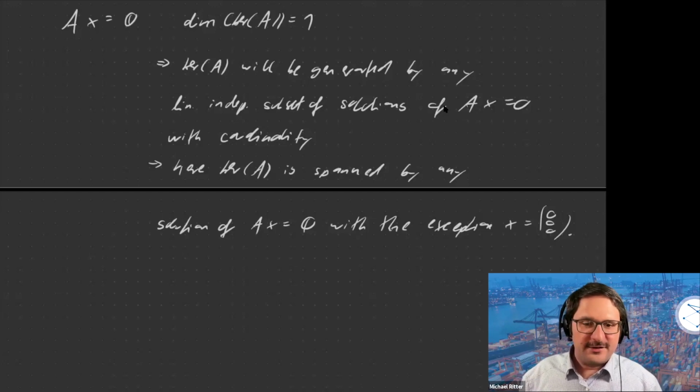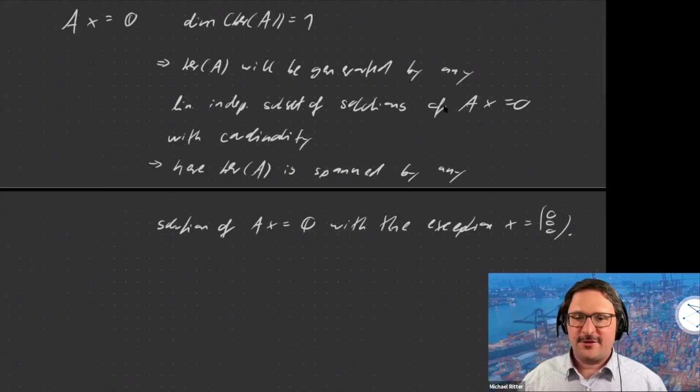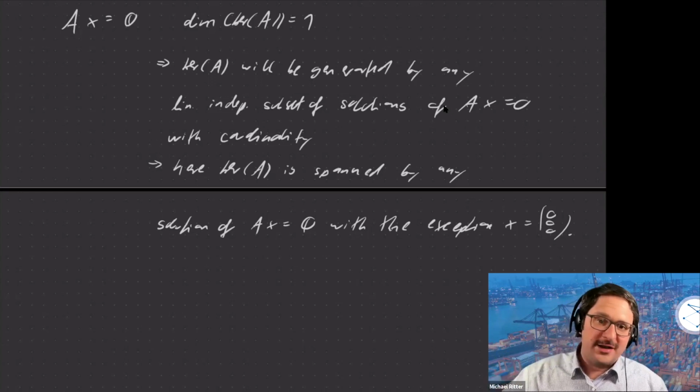If the kernel is two-dimensional, then you would need to find two solutions that are linearly independent. If it's three-dimensional, you have to find a set of 3 linearly independent solutions, and so on. So it gets more complicated, but it's also still possible, of course. You can try to guess solutions that are linearly independent, and for that to work, you have to know how many you need, of course.